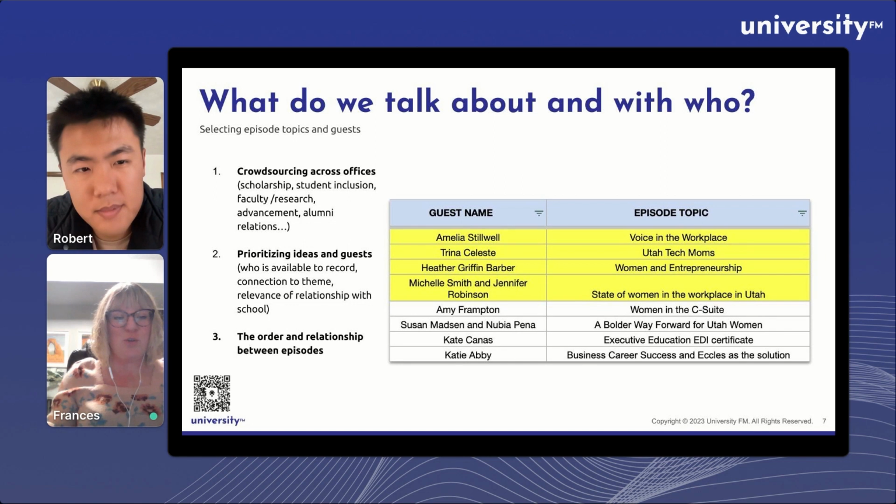So those were the two bookends, framing the problem at the beginning, framing the solution at the end.